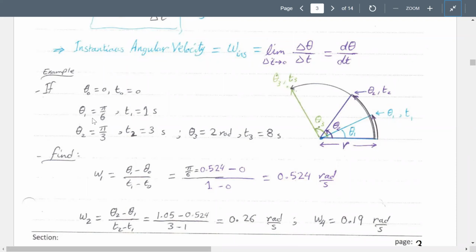We have theta 1. It is pi over 6, which is 30 degrees, and the time is 1 second. This is my first position. The second position is at theta 2, which is pi over 3, which is 60 degrees, at t equal to 3 seconds.